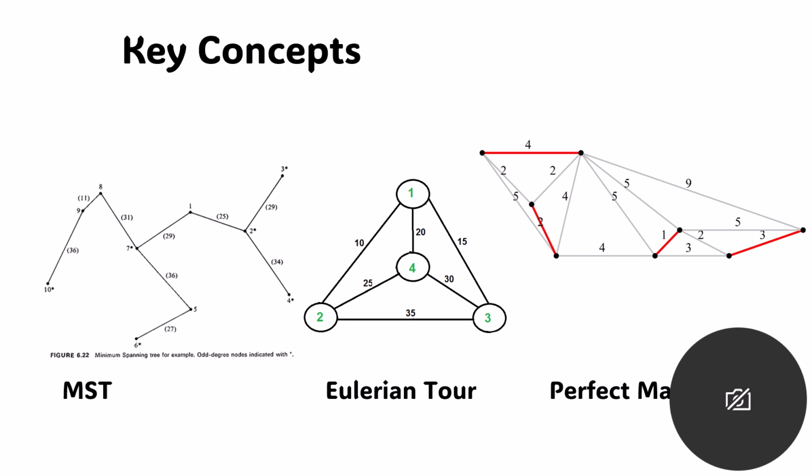First, a minimum spanning tree, abbreviated MST. This is a set of edges that connects all vertices in the graph with the minimum possible total weight and with no cycles. Algorithms like Prim's build an MST greedily, always adding the smallest edge that connects a new node to the growing tree.